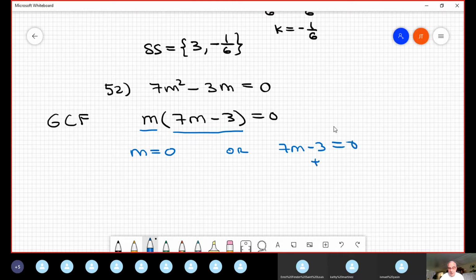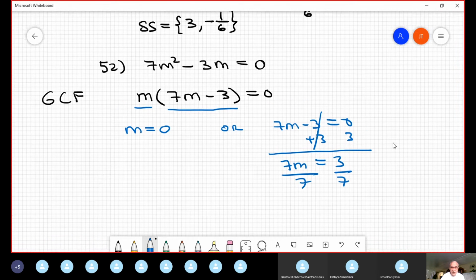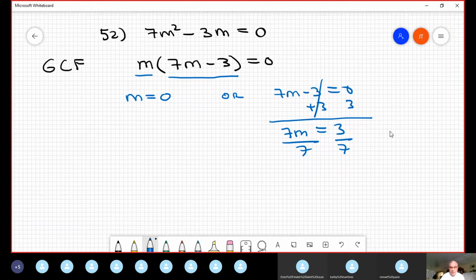For m, add 3 to both sides. The 7m cancels out that part, equal to 3. Finally, divide by 7 on both sides. The answer is m equal to 3 over 7. The solution set for this equation is 0 and 3 over 7. That's it.